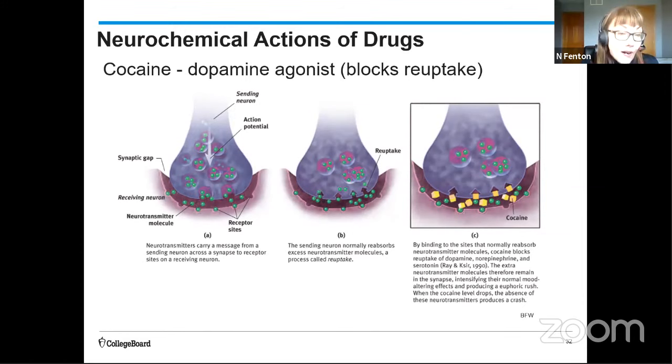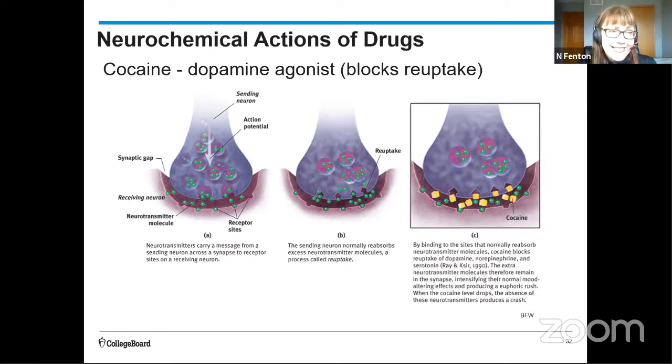Then the next part of the process, in part B, what happens is reuptake. So the sending neuron, that's that terminal button from the presynaptic neuron, is going to reabsorb all those excess neurotransmitters in the synapse. And that process is called reuptake.